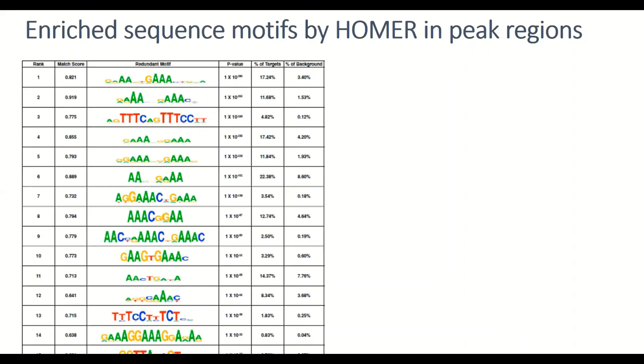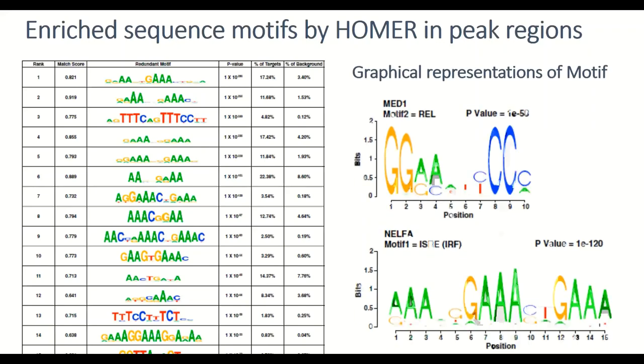Okay, and because a motif is usually something like 8 to 10 bases, this just shows the result by HOMER. It's part of ChIP-seq data analysis. Okay.